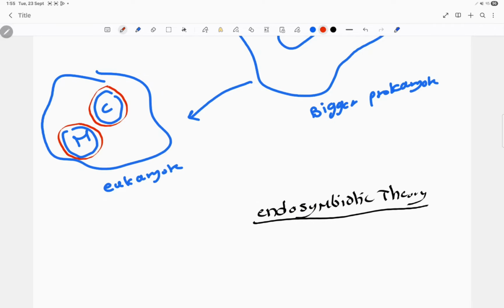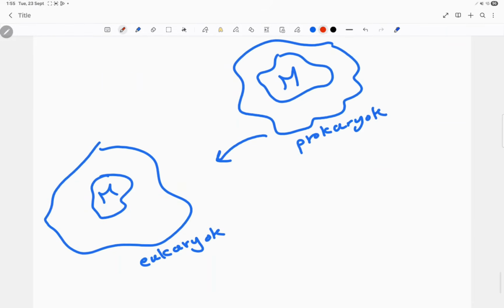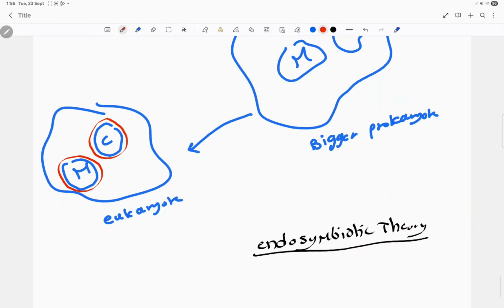Why is that? Because they already had one membrane when they were still outside, and as they went inside, they acquired a part of this membrane, and now they are able to have two membranes. So mitochondria and chloroplast each has two membranes, not one. That's number one. Number two, they have their own DNA.